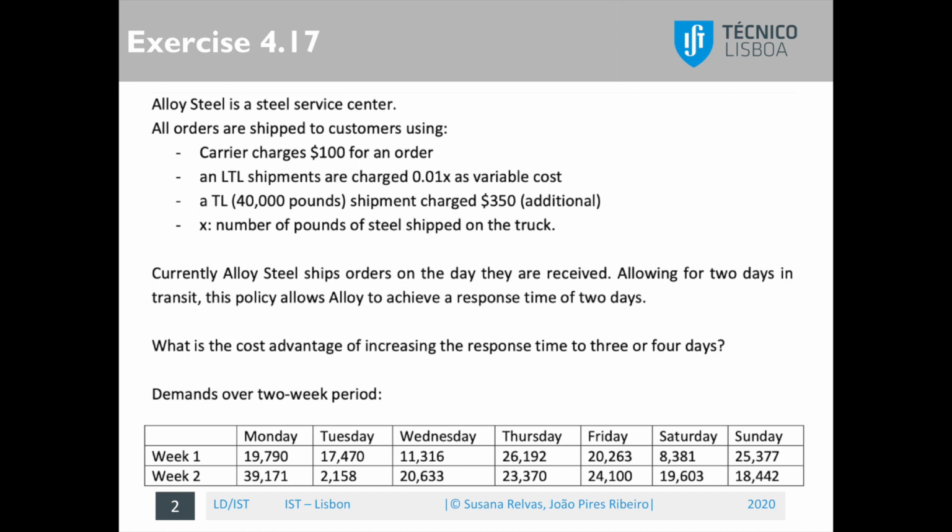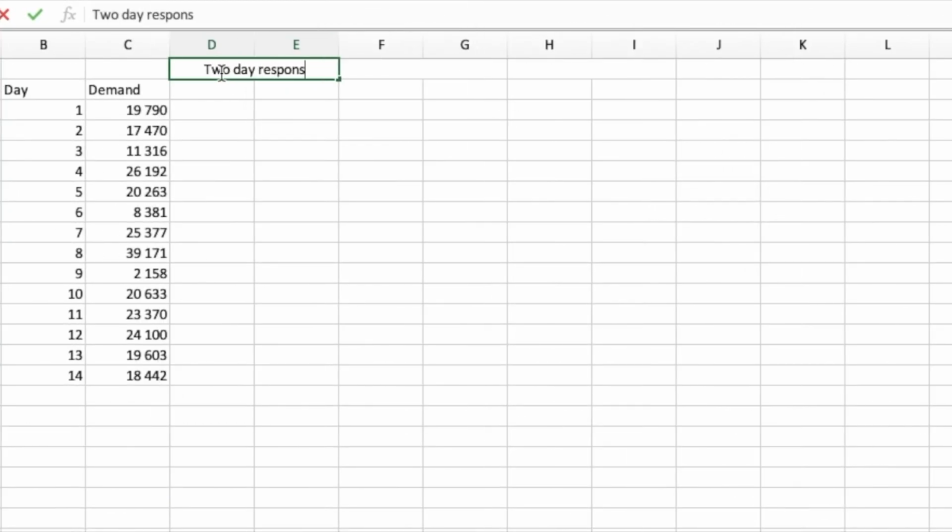In the current operation, the orders are shipped immediately, so the lead time is only the transit time. What would happen in terms of costs if we increase the total lead time? We start by listing all the information we have. The daily demand for the 2 weeks. With this, we can start calculating the cost associated with the different options.